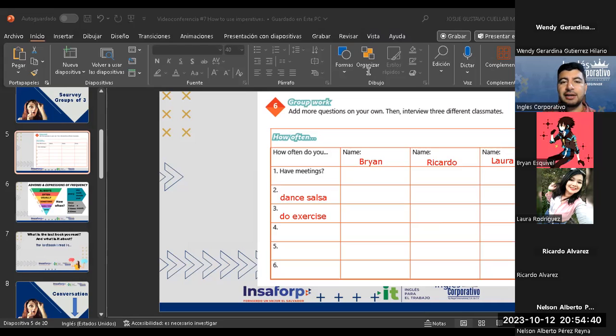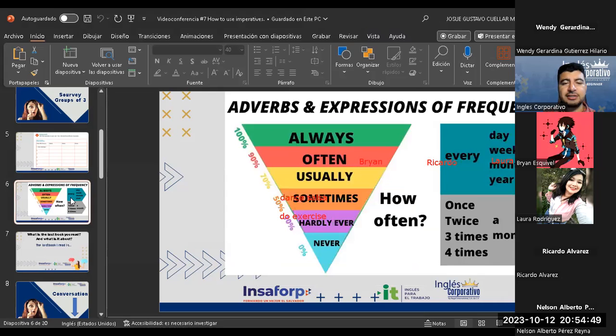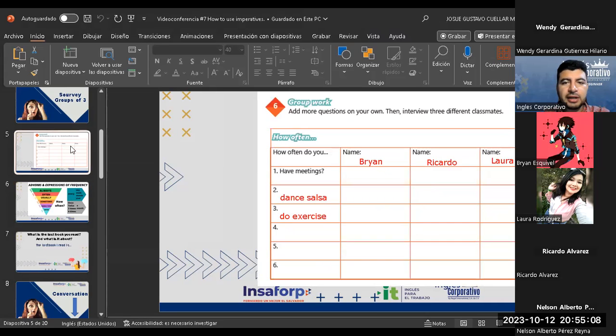aquí van a utilizar estas frases, mira. Hardly ever. Yes, puede ser hardly ever. Puede ser cualquiera de estas, always, often, o puede ser every day, once a month, como ustedes quieran. Pero si quieren, podemos decir always, siempre, often, a menudo, usually, sometimes, para que no tengamos problema, vamos a utilizar los frequency adverbs. Es más fácil y es más práctico, ¿verdad? Entonces, me dice acá, Ricardo creo que fue que me dijo, ¿verdad? Hardly ever.